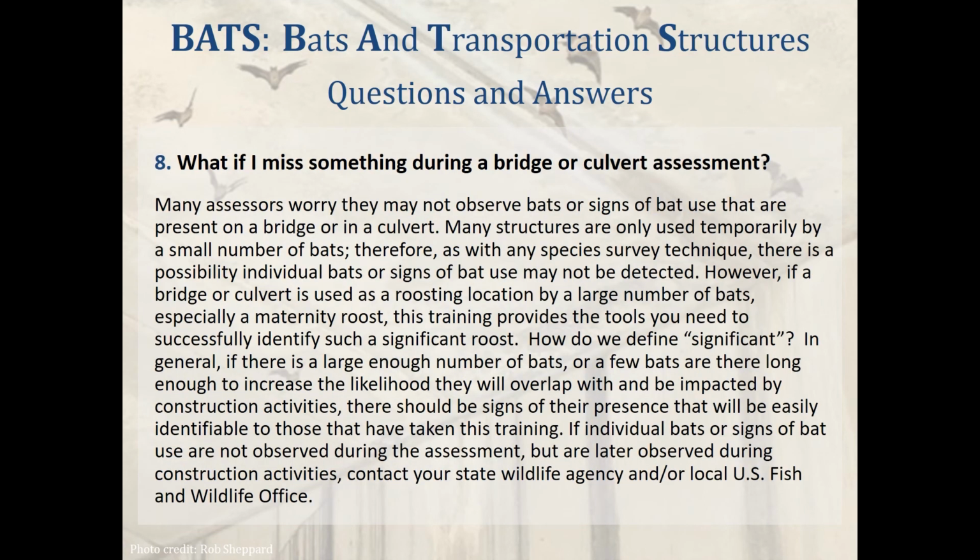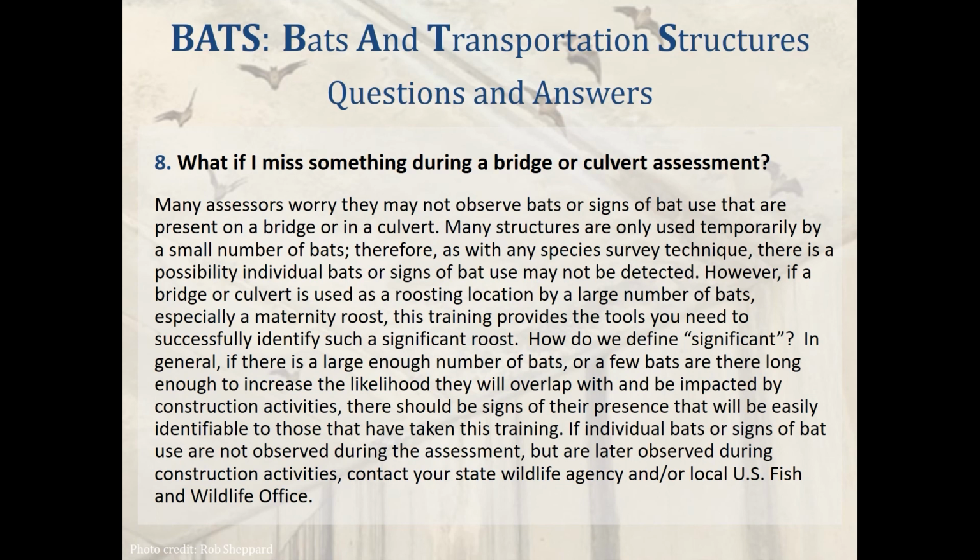Question 8. What if I miss something during a bridge or culvert assessment? Many assessors worry they may not observe bats or signs of bat use that are present on a bridge or in a culvert. Many structures are only used temporarily by a small number of bats. Therefore, as with any species survey technique, there is a possibility individual bats or signs of bat use may not be detected. However, if a bridge or culvert is used as a roosting location by a large number of bats, especially a maternity roost, this training provides the tools you need to successfully identify such a significant roost.